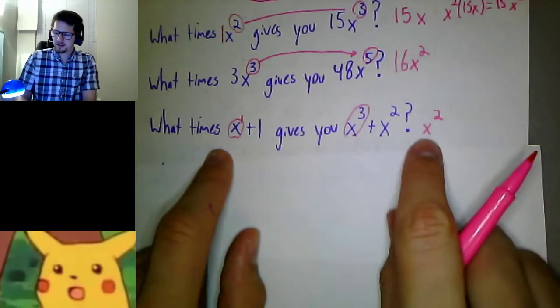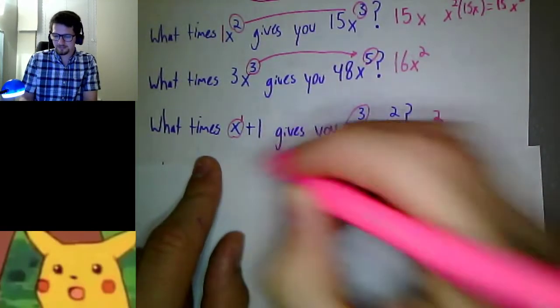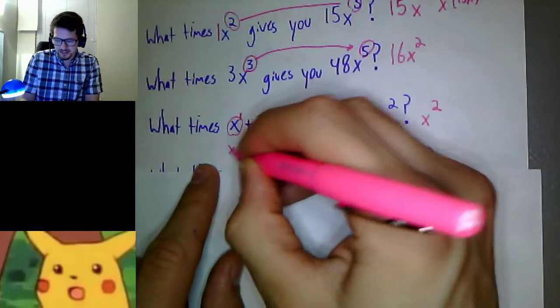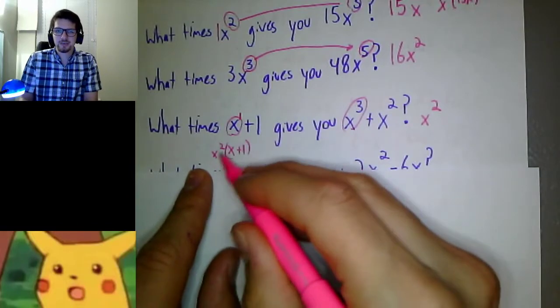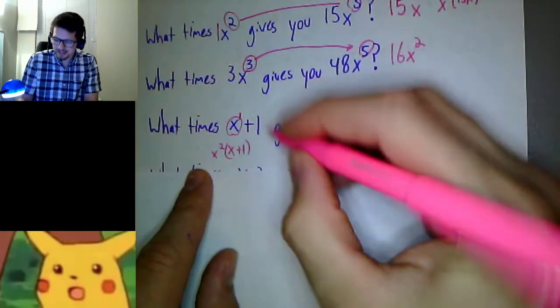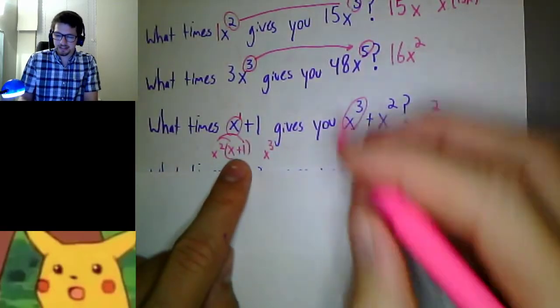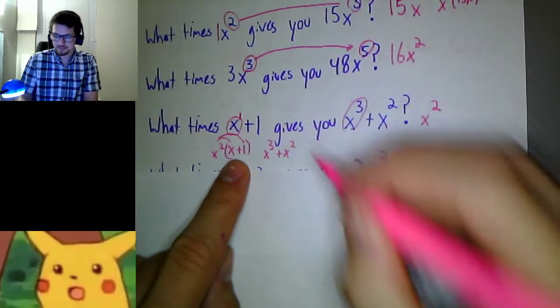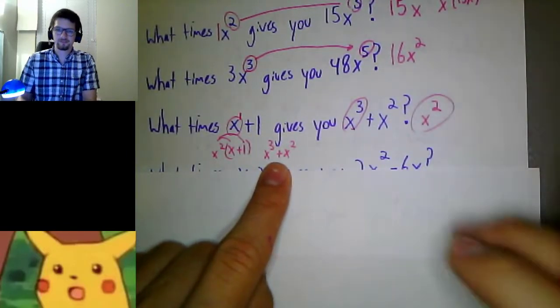Now, if I multiply x plus 1 times x squared, what do I get? I'll do that right here. X plus 1 times x squared, distributing. X squared times x gives me x to the third, and then x squared times 1 gives me x squared. Hey, look at that. I got it. It's just x squared.